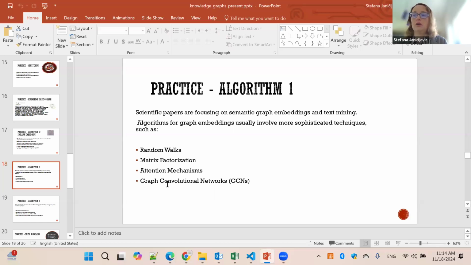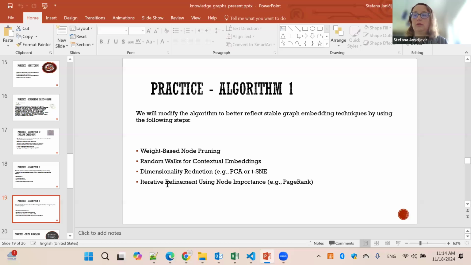Attention mechanism is a recent, novel approach involving graph attention networks, which use attention mechanism to weight the importance of neighboring nodes. This attention mechanism is very important today in transformers. We have them in LLMs also. Graph convolutional networks apply convolutional operations over the graph structure, and this is used to learn embeddings. I will go through the whole explanation of algorithm 1, at least one, because it's useless to just show code without explanation.